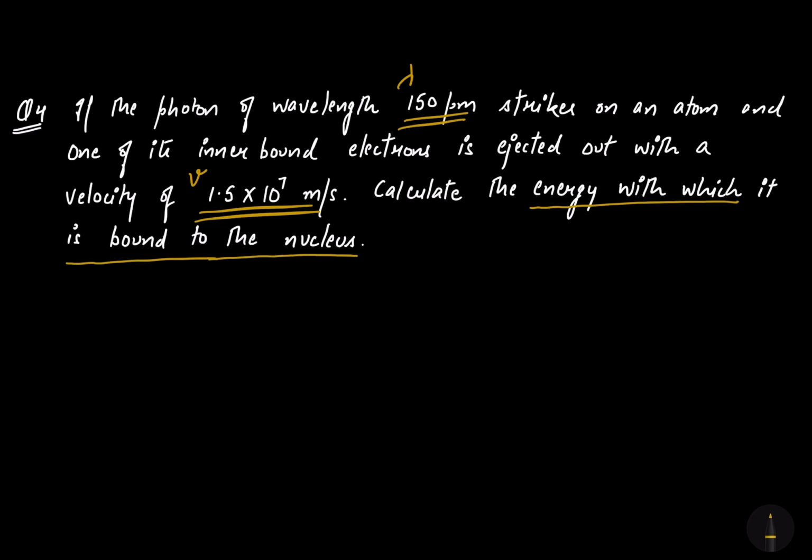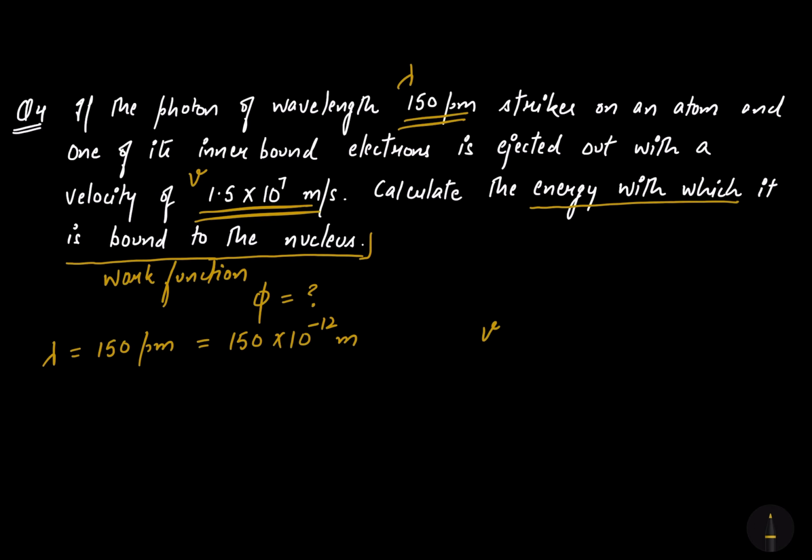It is asking about the threshold energy, or in simple words, the question is asking about the work function of the metal. We have to evaluate phi. The work function is also called threshold energy. Please don't get confused. Now, the wavelength given is 150 picometers, and in SI unit it comes out to be 150 into 10 to the power minus 12 meters.